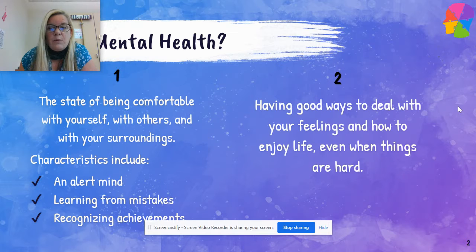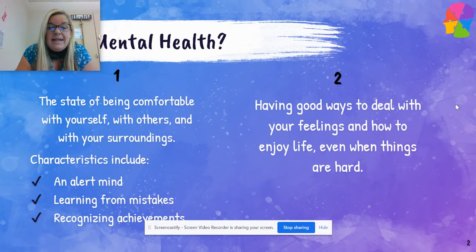In Unit 1, when we covered the different types of health, we had our definition number 1 on the left side for mental health, which is the state of being comfortable with yourself, with others, and with your surroundings. Some characteristics of someone with good mental health is that they have an alert mind, they can learn from their mistakes, and they can recognize their achievements.